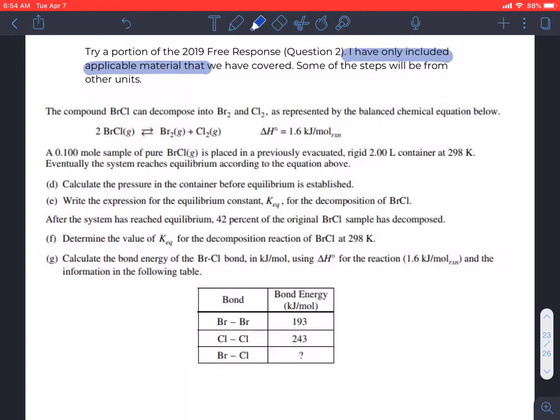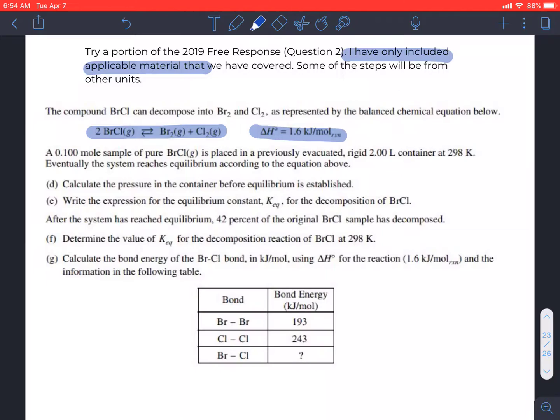Okay, so the compound BrCl can decompose into Br2 and Cl2 as represented by the balanced chemical equation below. Obviously they give you a balanced equation. They also give you an enthalpy of the reaction. And remember, because this is positive, that means that energy is absorbed. So if they do a Le Chatelier's type of question later on, you might have to think about that, but I don't think they do on this one.